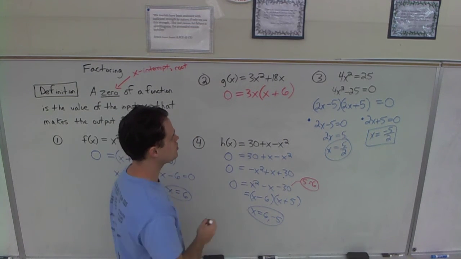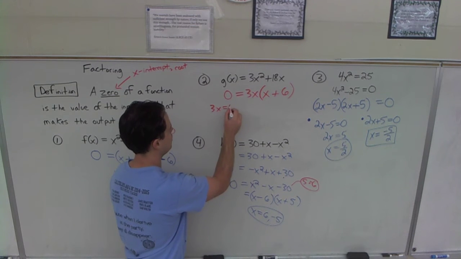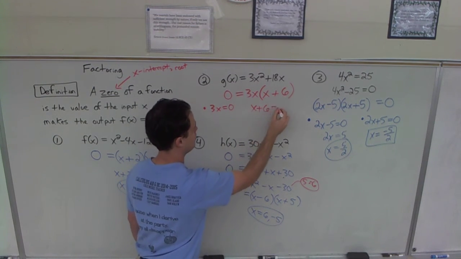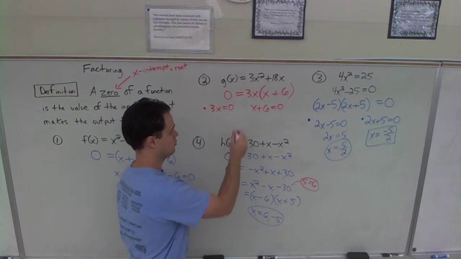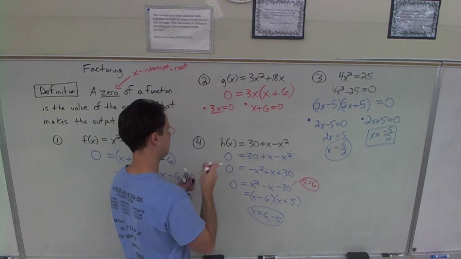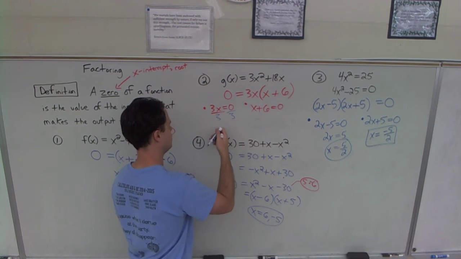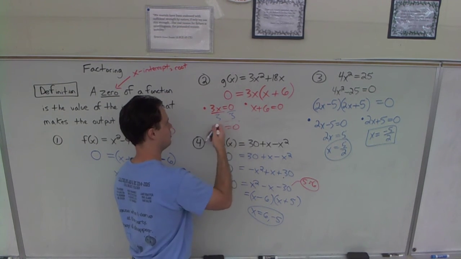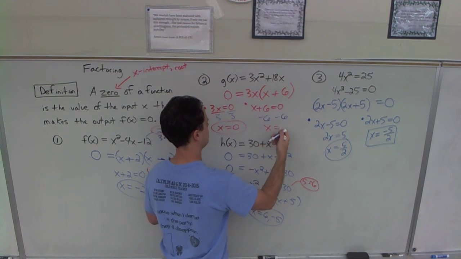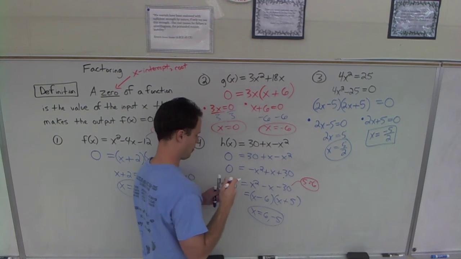The whole reason we did it is so we could take advantage of the zero product property, which says either that is 0 or that is 0. Divide by 3 here. I'm going to go a different color. And you get x is nothing. That's an answer. And here you get -6.